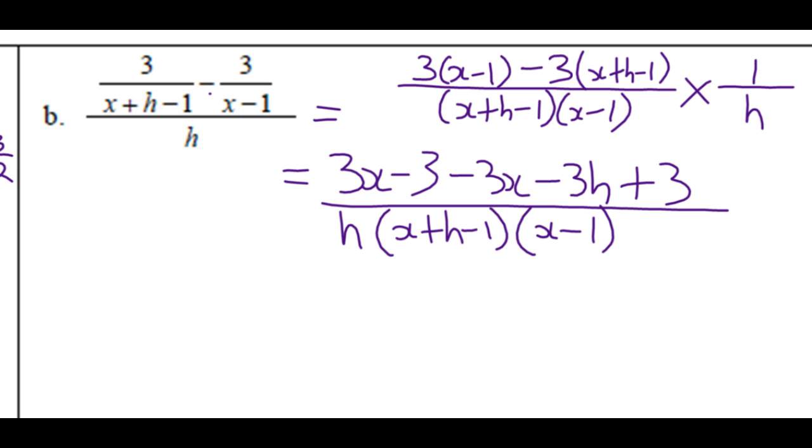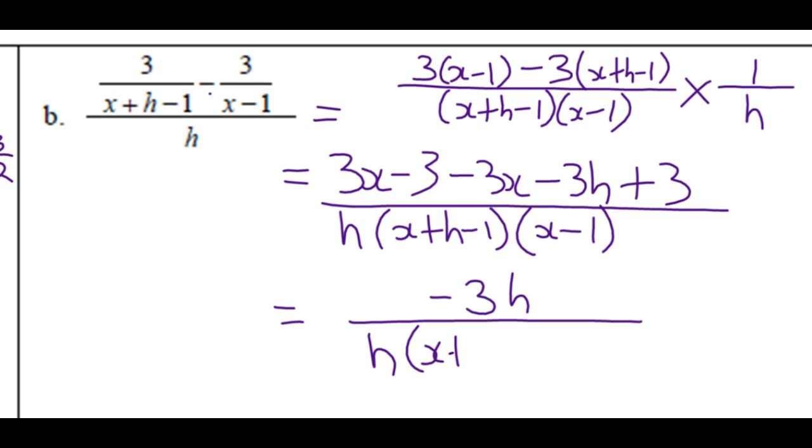Yeah, no, with rationals, what we should do is say, well, look, what do we have? We got 3x minus 3x. What's that? 0. We got negative 3 plus 3. What's that? It's 0. So we got a negative 3h. Let's center that a bit better. So we got a negative 3h over h times x plus h minus 1 times x minus 1. Now what do we do? Cancel the h's.